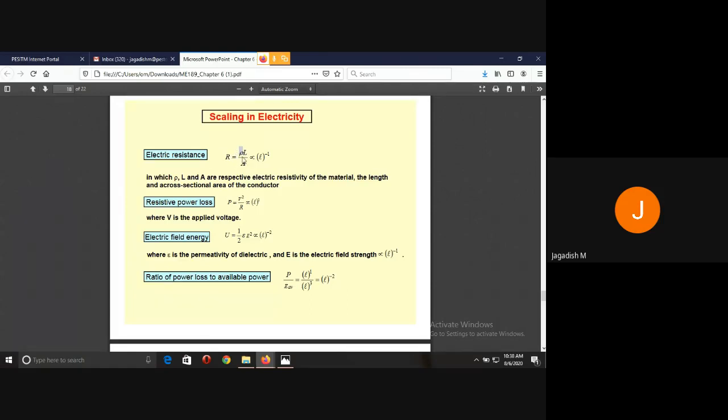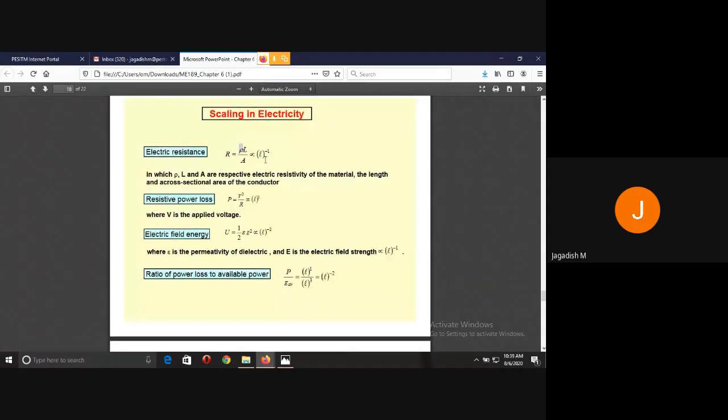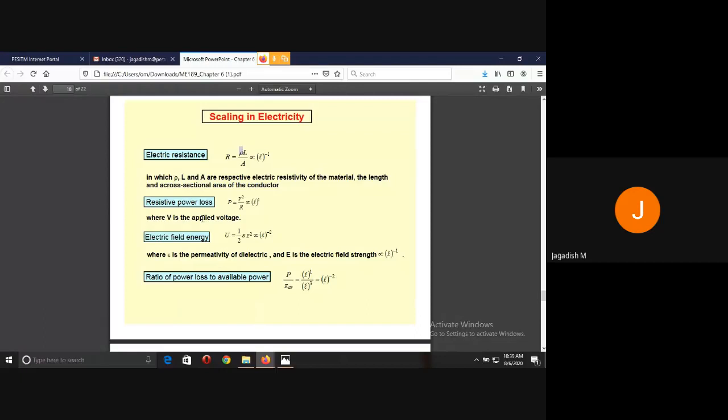I have R equal to L by A. So if I substitute here, I'll get L divided by L squared. So finally I'll get resistance is equal to L to the power minus 1. That means if I reduce the dimension of a thin wire by 10 times, its resistance will change by 10 times. That you need to remember.